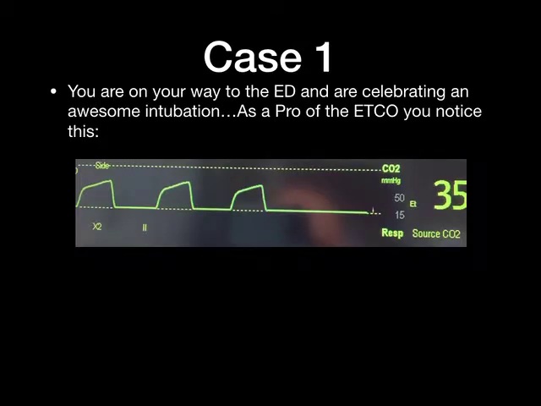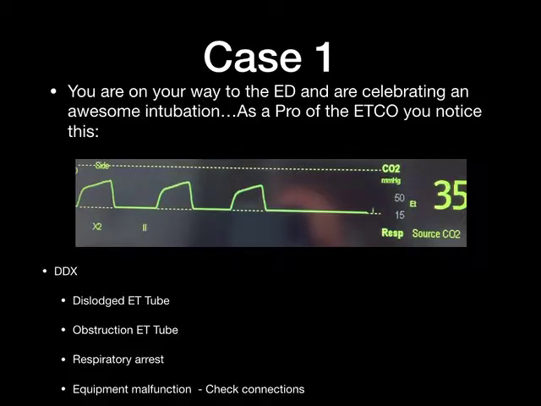All right, let's wrap it up with some cases. Case 1. You're on your way to the ED and are celebrating an awesome intubation. As a pro of the end-tidal CO2, you notice this tracing. You see a capnograph with a peak, peak, peak, and then nothing. What's going on here? Well, our differential diagnosis might be a dislodged ET tube, obstruction of the ET tube, respiratory arrest, or equipment malfunction. And this is actually a tracing of me as I was breathing into end-tidal CO2 and then stopped it.